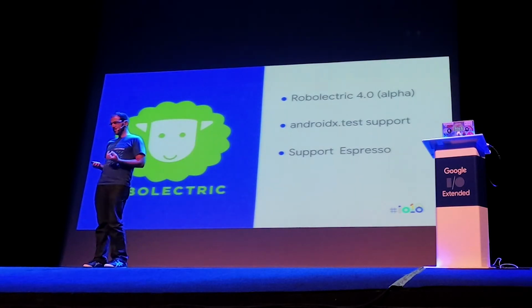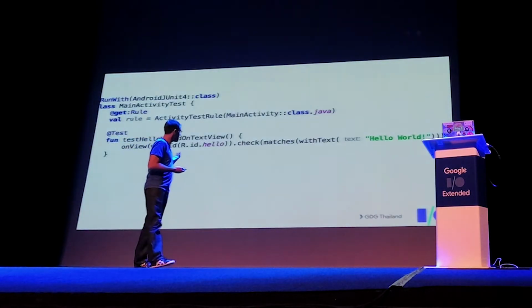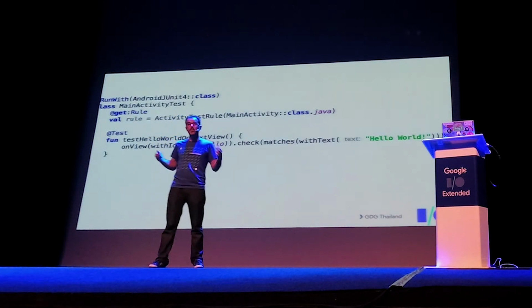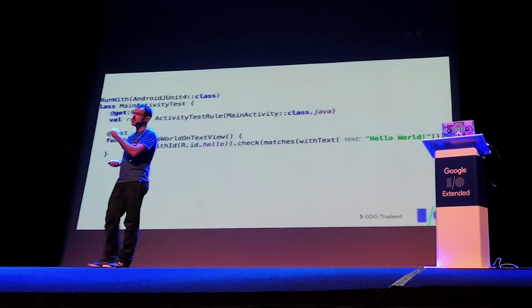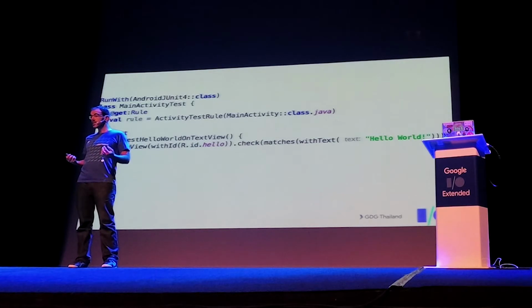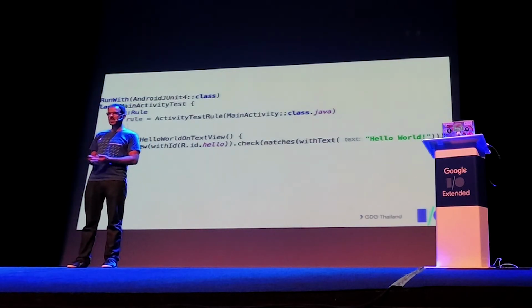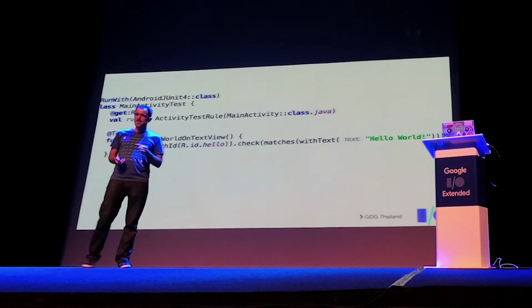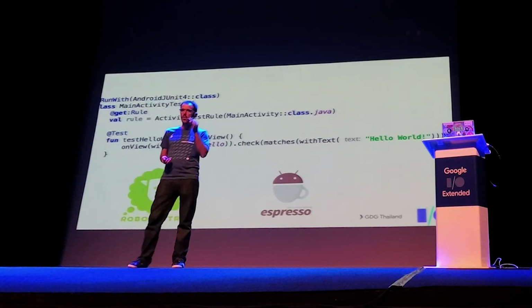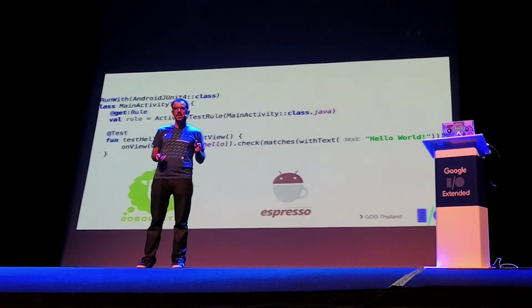What that means is, if you see this test, it's a simple Espresso test where we are using the Android JUnit runner, the activity test rule, and we are doing a simple assertion. This test you can run for both Espresso and Roboelectric.